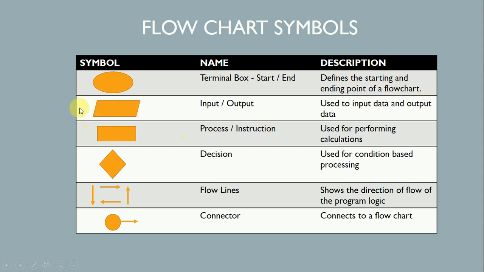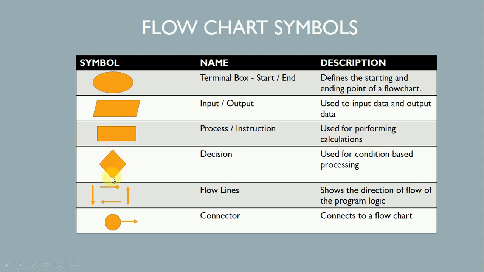The next symbol is a parallelogram. It is an input or output box and it is used to input data and output data. So whenever we have input or output in a program, we use this symbol, the parallelogram. Then we have the rectangle. This is a process or instruction box and it is used for performing calculations.